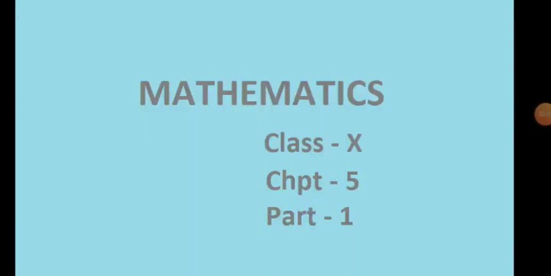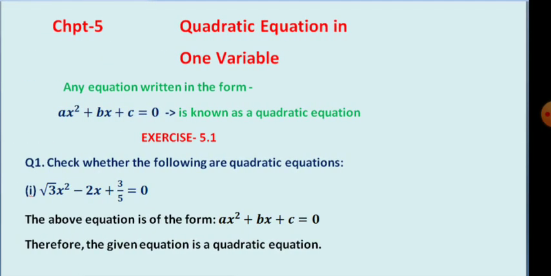This video is on Class 10 Mathematics, and today's topic of discussion is Chapter 5, Quadratic Equation in One Variable. If an equation is written in the form of ax squared plus bx plus c equals 0, that is known as a quadratic equation. Here, a, b, and c are known variables, whereas x is an unknown variable. That means we have to solve the equation in order to find the value of x. Also, a, which is written along with x squared, should not be equal to 0. This is the standard form of a quadratic equation.